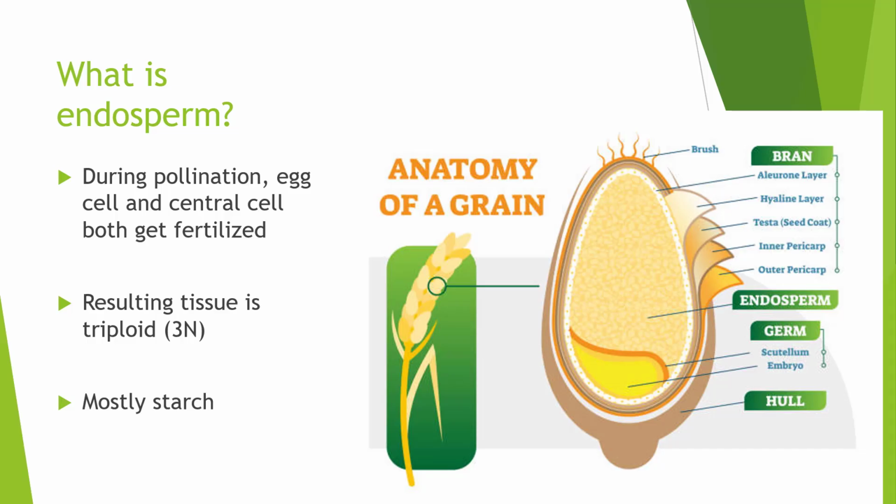Now, the resulting endosperm will usually be made of mostly starch. In fact, when you think of seeds, you're going to think of starchy seeds. That's just endosperm, especially if you're starting to think about grains.